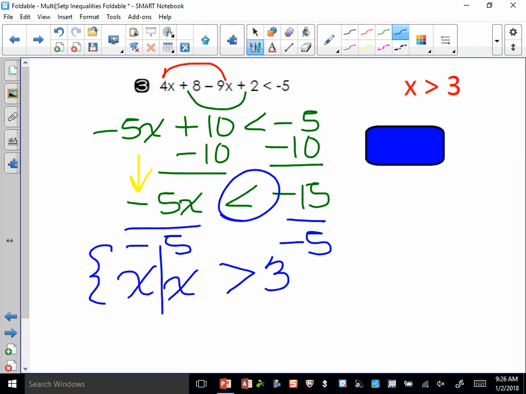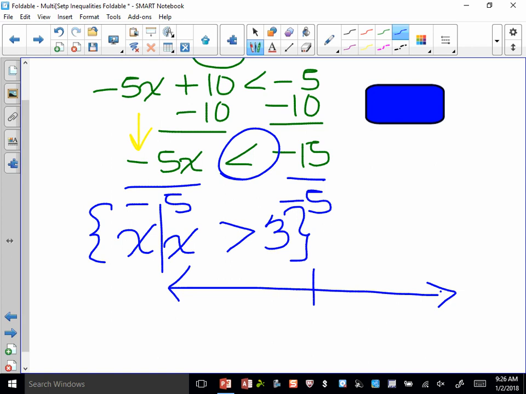Simply finish it by writing it in Set Builder. Make my number line. Open circle on 3, shade it to the right. Any questions so far? Very much like when you are solving an equation.